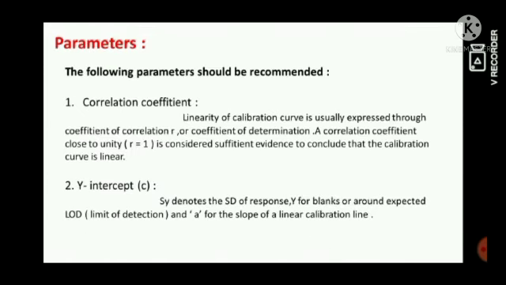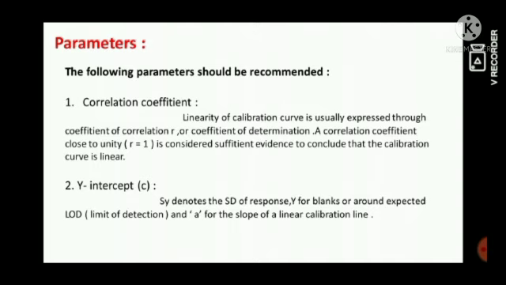Parameters. The following parameters should be recommended. First, correlation coefficient. Linearity of a calibration curve is usually expressed through the coefficient of correlation r or the coefficient of determination. A correlation coefficient close to unity, r equal to 1, is considered sufficient evidence to conclude that the calibration curve is linear. Second, y-intercept, that is c.